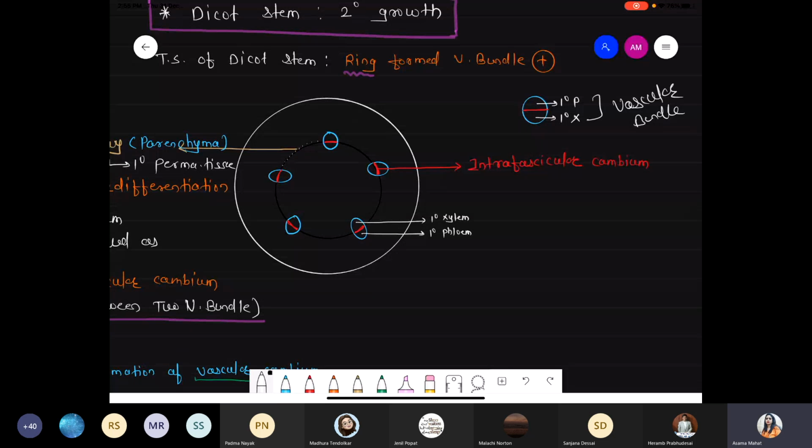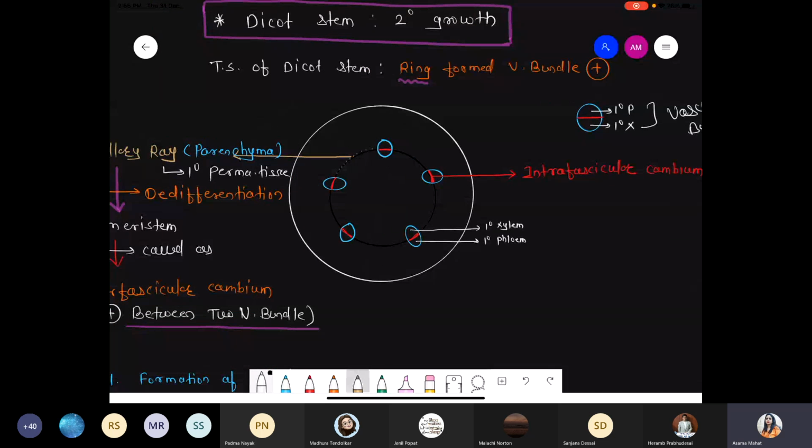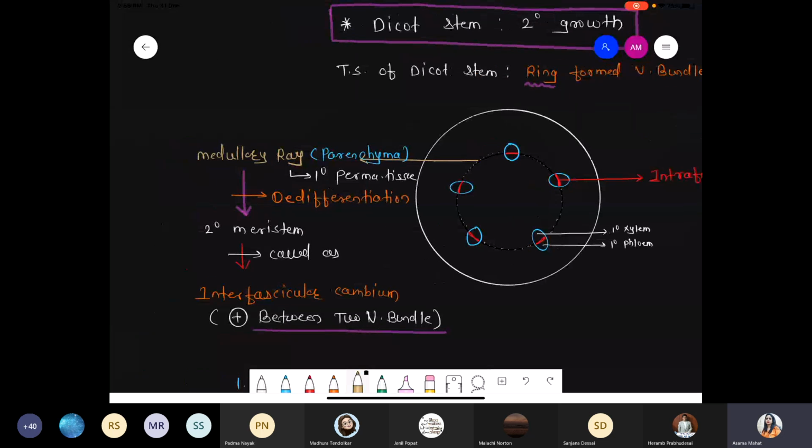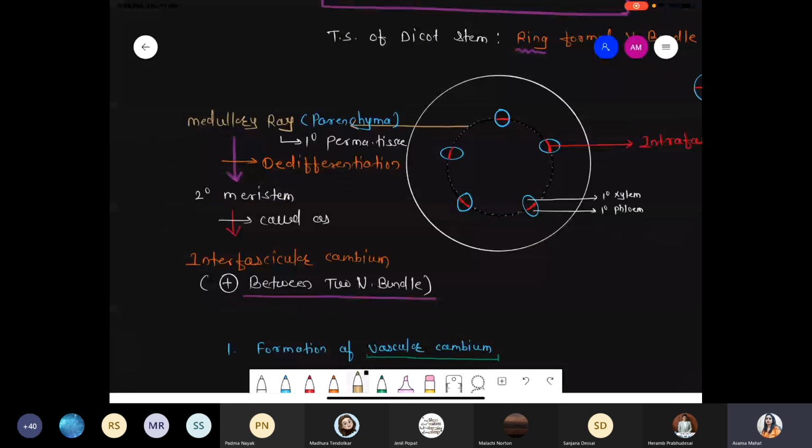Now what happened? Outside this, we draw a dotted line. Between two vascular bundles there is the presence of the medullary rays. What are medullary rays? These are parenchymal tissue responsible for the storage of food, means these are primary permanent tissue. Where are they present? Between two vascular bundles, outside the blue color we drew.